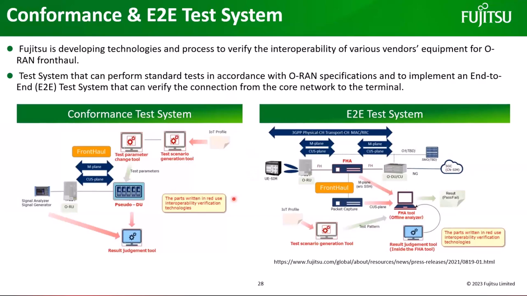A test system that can perform standard tests in accordance with the Open RAN specification, and an end-to-end test system that can verify the connection from the core network to the terminal. Evaluate and verify the connectivity between base station equipment, whether maximum throughput can be achieved, and whether required throughput can be achieved even when multiple user devices are connected.